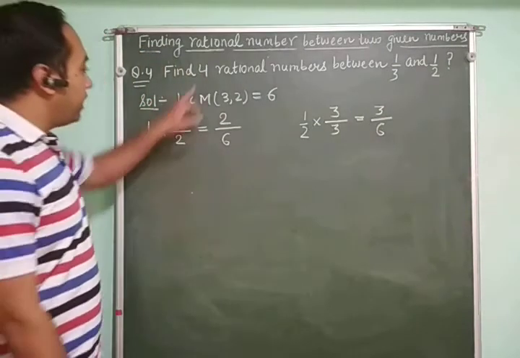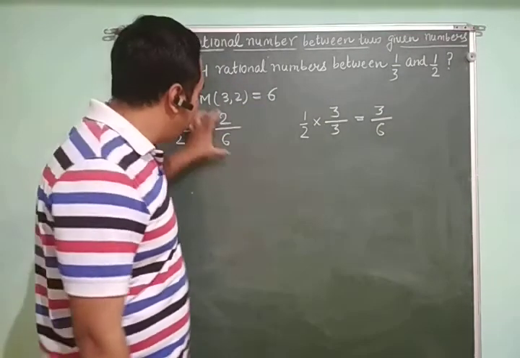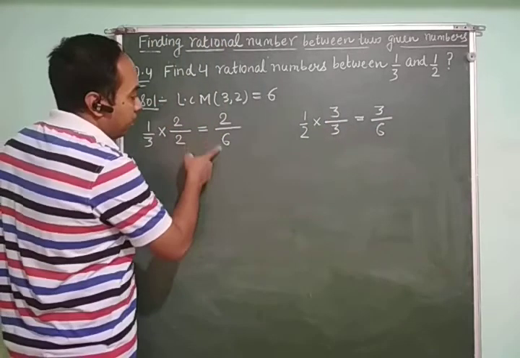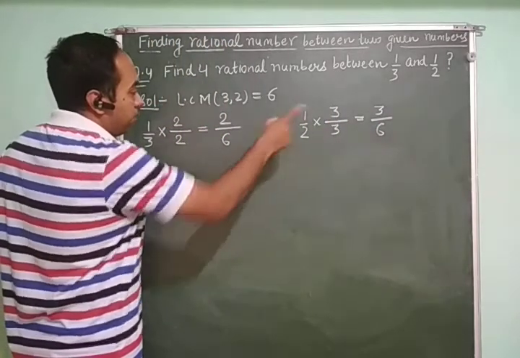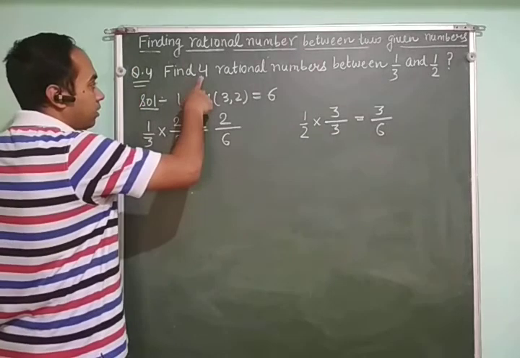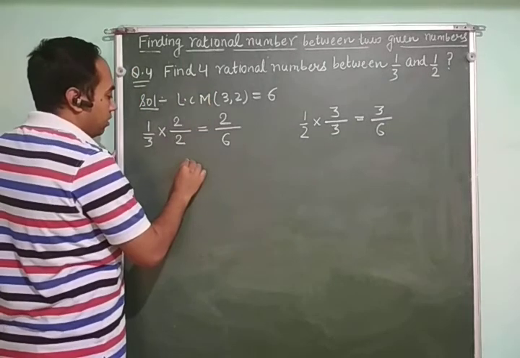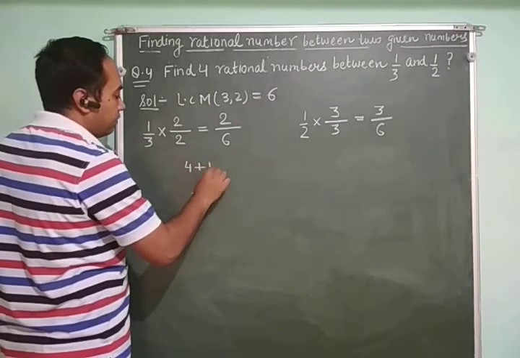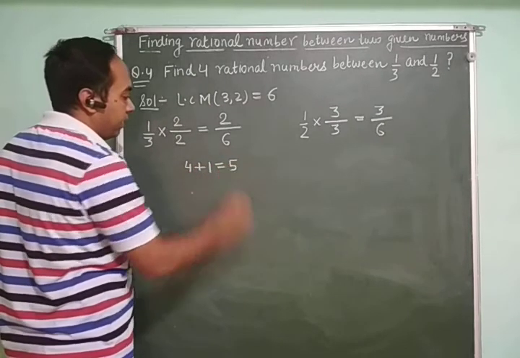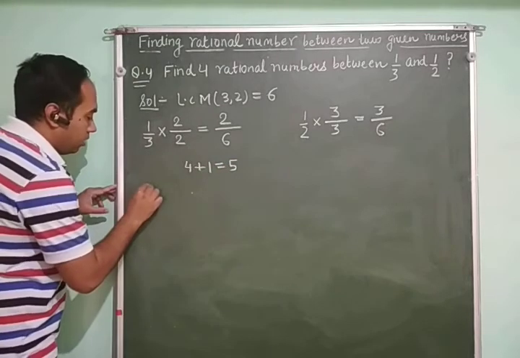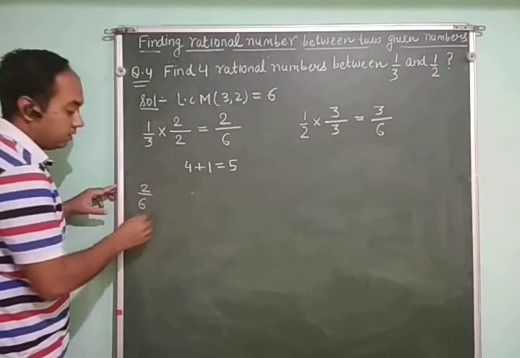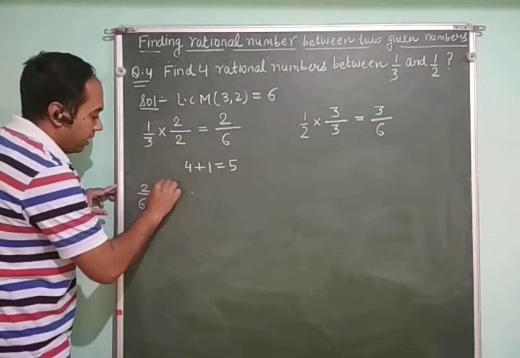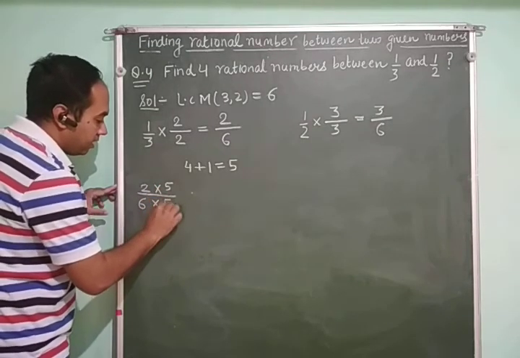So now we will calculate 4 rational numbers between 2 upon 6 and 3 upon 6. So what number is written over here? 4. So first thing is, write 4 and add this 4 with 1. How much we are getting? 5. Now this 2 upon 6 will be multiplied by 5 in the numerator as well as in the denominator.